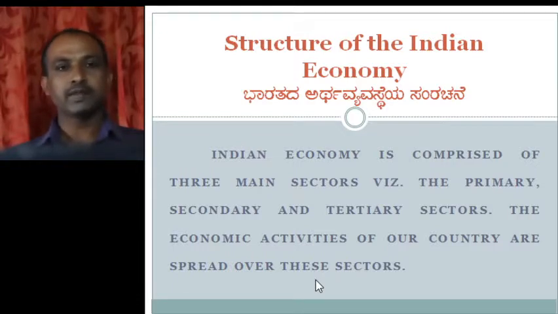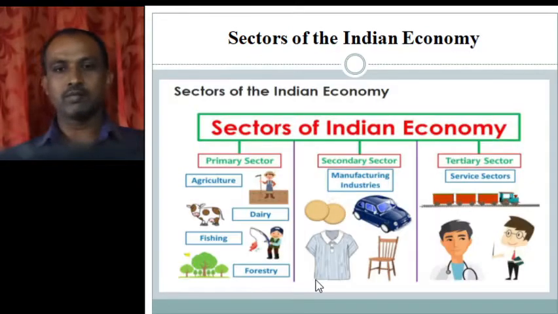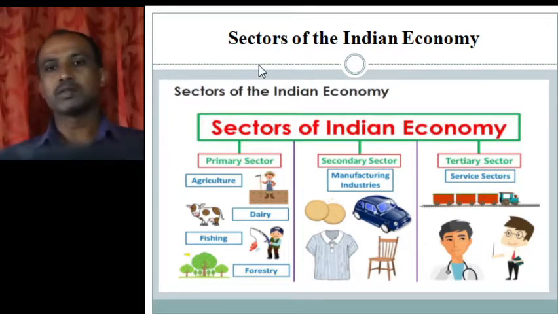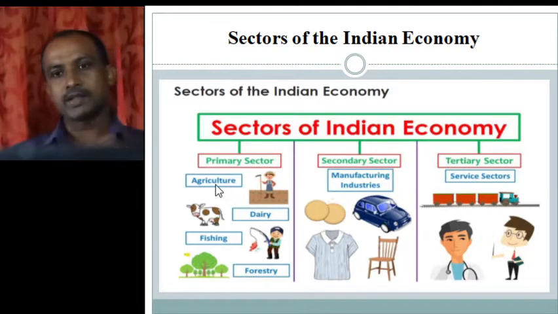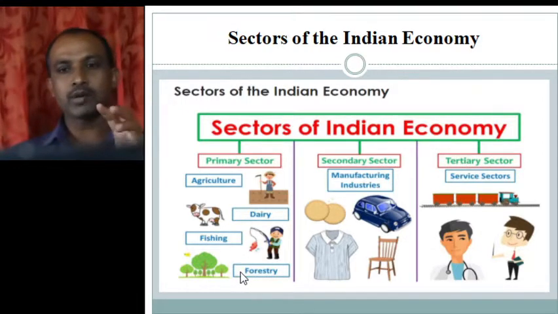As you know, the Indian economy is a composition of three sectors. Suppose I put forth in front of you the sectors of the Indian economy, which are classified into three categories. That is the primary sector. The primary sector includes, for example, agriculture, dairy, fisheries or fishing, forestry, and also mining.